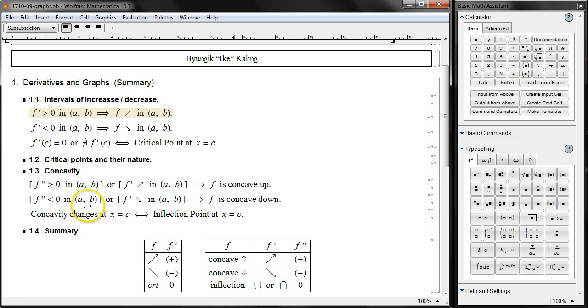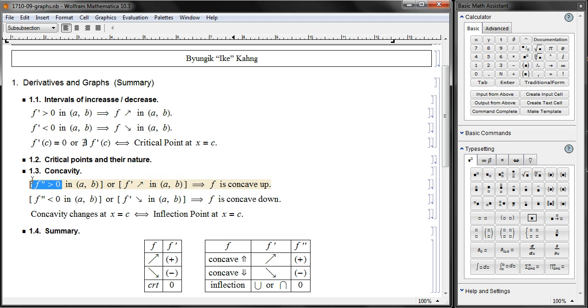Same goes down here as well. Second derivative is negative, or first derivative is decreasing. They're equivalent, again from the same observation. We start from f prime, then the derivative of f prime is f double prime, and that's what we are getting over here. In that case, what happens to the original function? We have concave up and concave down respectively. It's easy to remember: up is up, down is down.